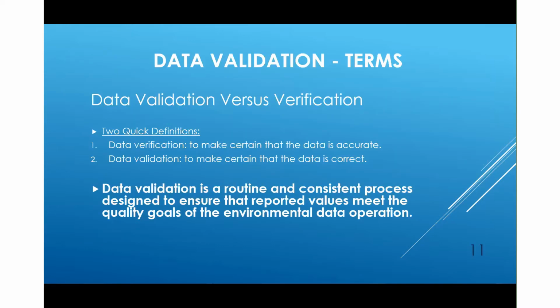So data validation, a couple of terms. Data validation versus verification. Two quick definitions. Data verification is to make sure that the data is accurate, whereas data validation is to make sure that the data is correct. It's an overall view of the data set and all its qualifying components. And data validation is a routine and consistent process designed to ensure that reported values meet the quality goals of the environmental data operation.